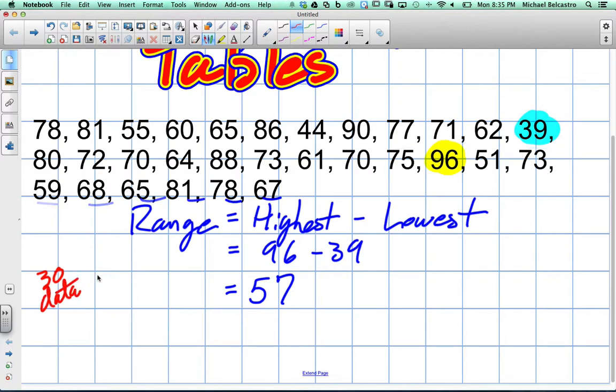pieces of data. We could technically have 30 categories. We could count all the way. In fact, we could have 57 categories. We can have a category for every number, but that really wouldn't help because we would just get a whole bunch of 1s, maybe a couple 2s here. We want to set up a frequency table so we're within a range.